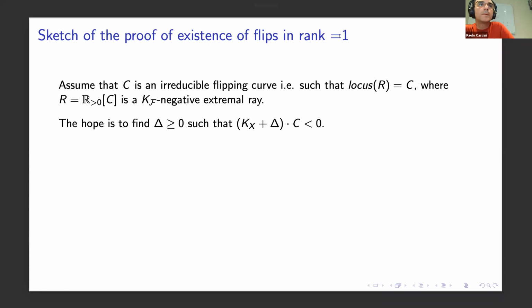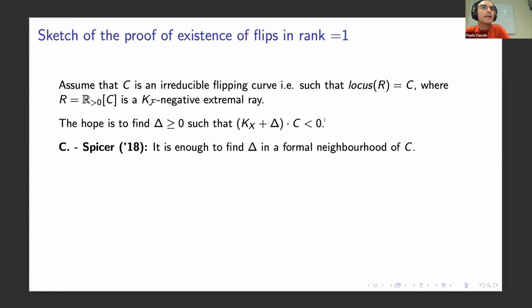So what is the hope? The hope is to find a divisor delta, which is not too bad, and such that K_X plus delta is negative with respect to this curve. Why? Because once we do that, we can use the existence of flips for varieties, and if (X, delta) is not too singular, we can use classical existence of flips to show the existence of what we want.